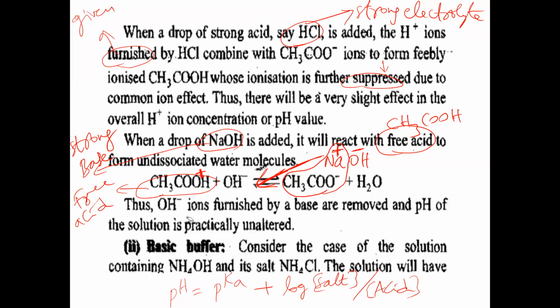Thus, OH minus ions furnished by a base, NaOH, are removed, and the pH of the solution is practically unaltered. Unaltered means what? Unchanged. So here, the OH minus ions furnished by base NaOH are removed in this equation by the forward reaction. So OH minus ions are removed and pH of the solution is practically unchanged.